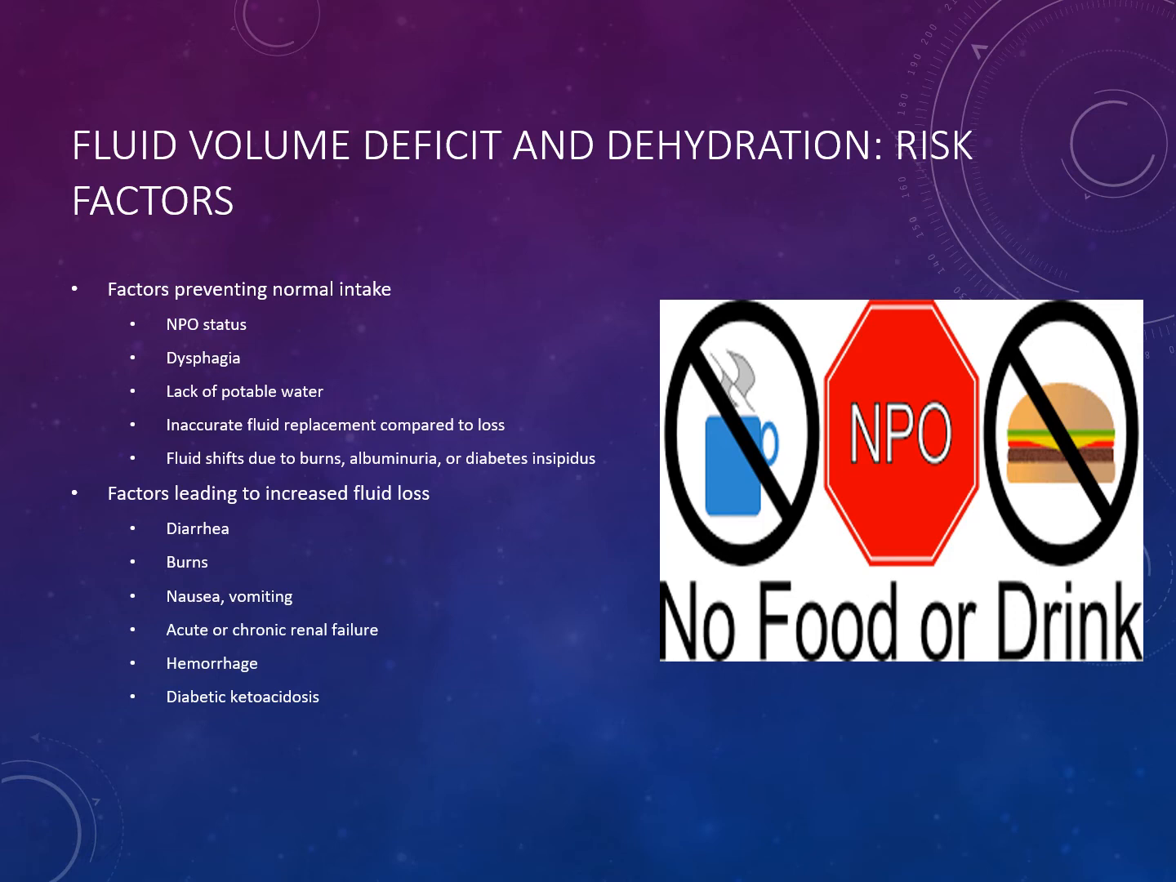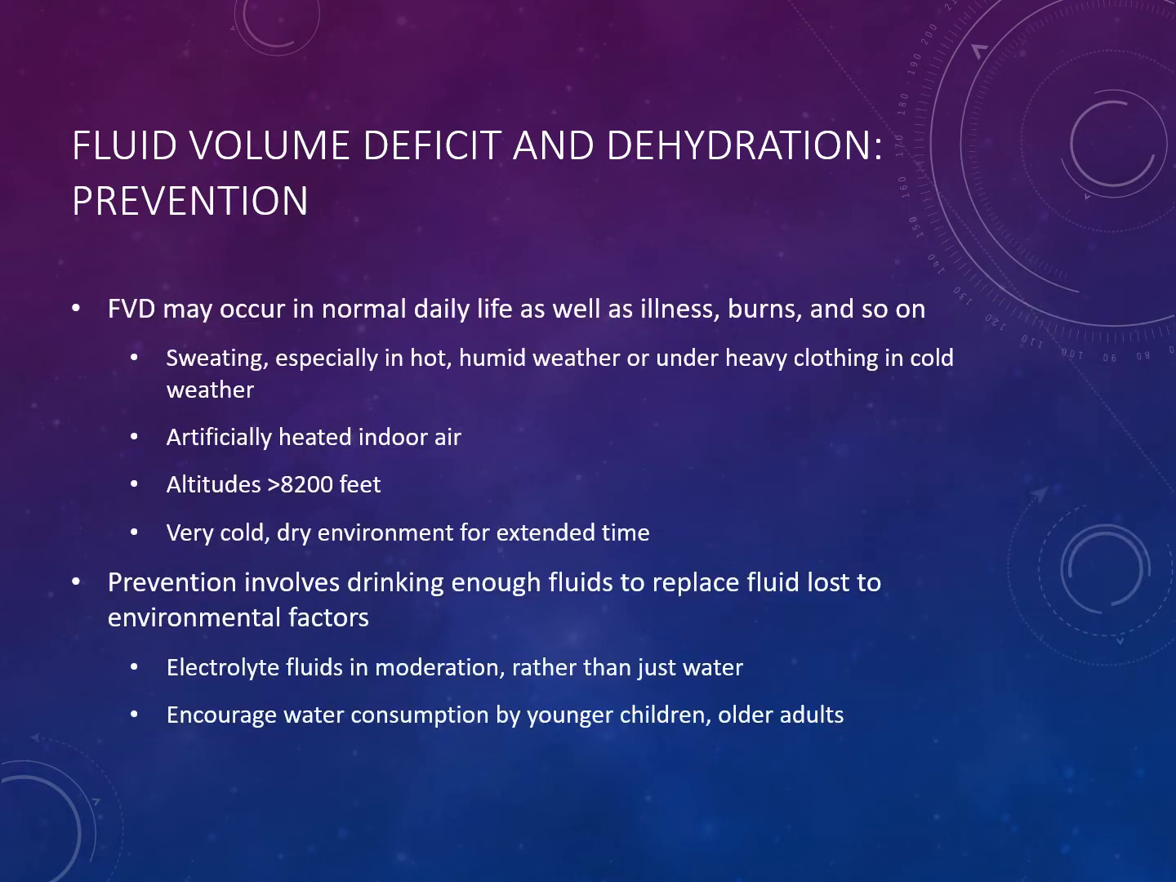Inaccurate fluid replacement compared to the loss. Maybe you've lost more than you're taking in. Because, when you're sick, especially when it's something GI related, you're nauseated. You don't feel like eating or drinking anything. Fluid shifts due to burns, albuminuria, and diabetes insipidus, and that's another form of diabetes where you lose a lot of fluid. Other factors are diarrhea, burns, nausea, vomiting, acute or chronic renal failure, hemorrhage, and diabetic ketoacidosis, and we talked about those a lot in the other recording.